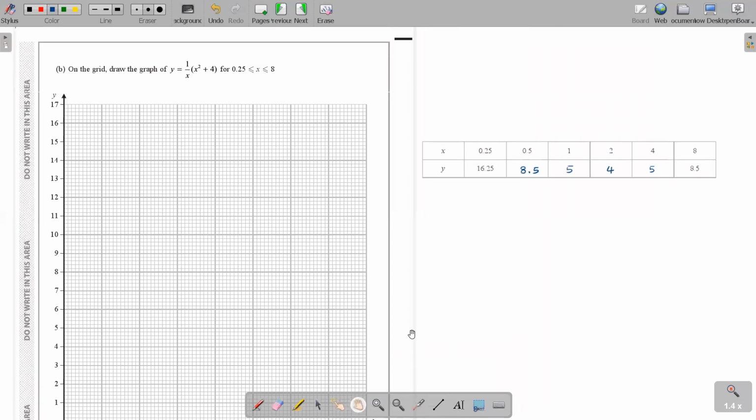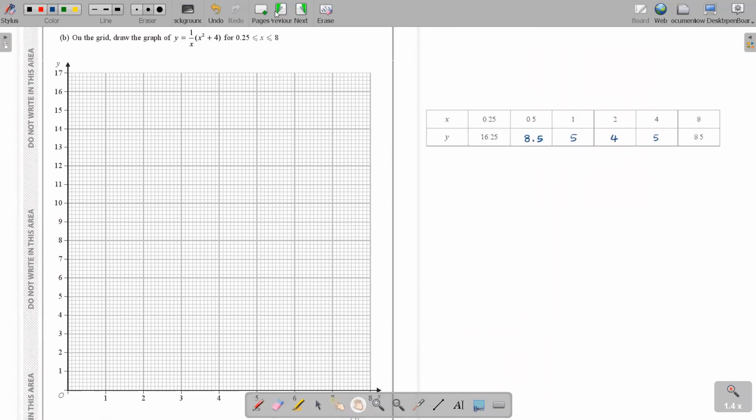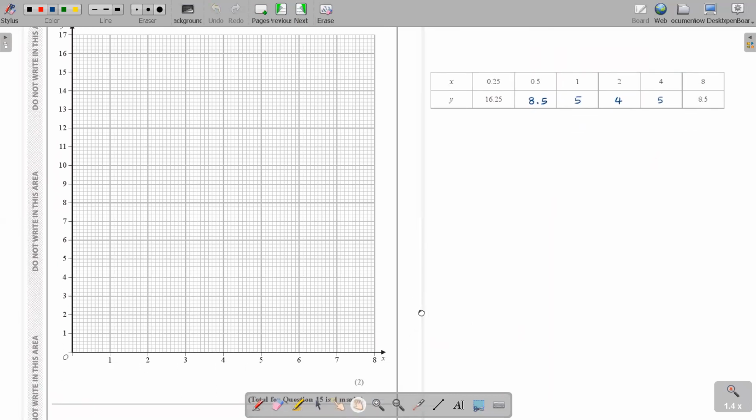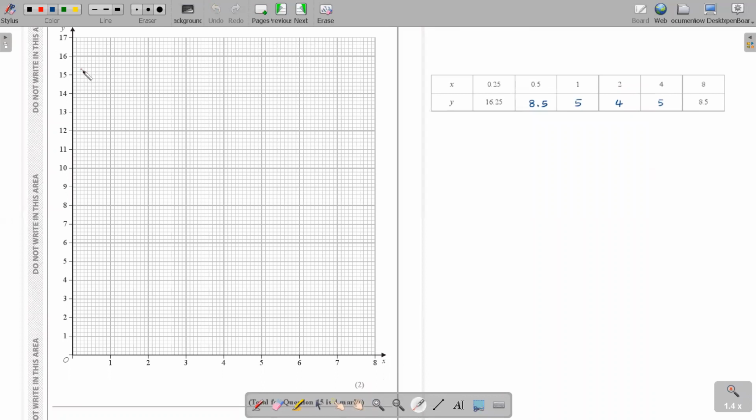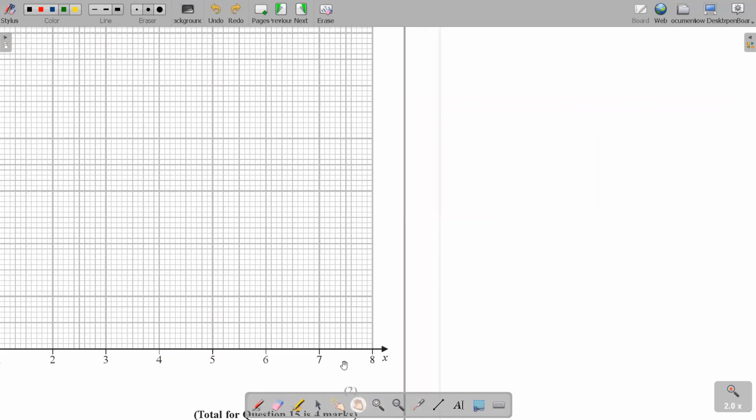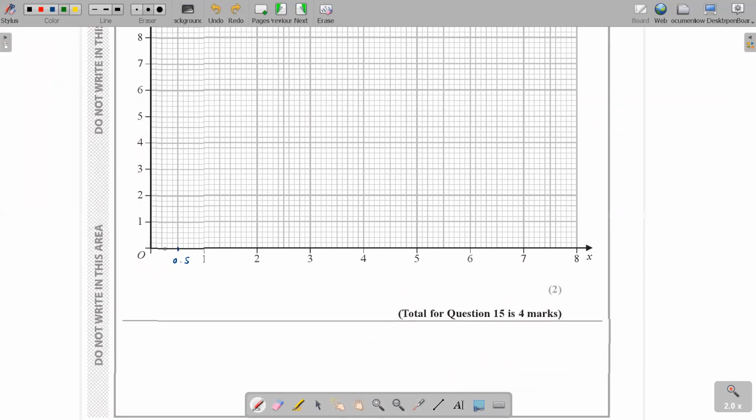Now let's draw a graph. Okay, on the grid, draw the graph 1 over x square plus 4. No tricks here, right? Yeah, there are no tricks. So we simply need to draw a graph. So 0.25, 16.25. We need to mark the place as accurately as we can. So where is 0.25? This is 1. Exactly in the middle of 1 and 0, we have half. So 0.25 will be in the middle of 1 and 0.5, isn't it? Remember 0.25 will exactly be in the middle of 1 and half. So this is going to be 0.25.